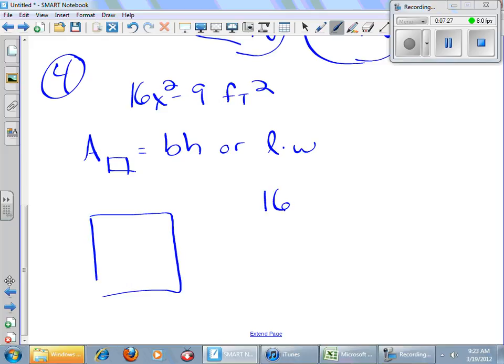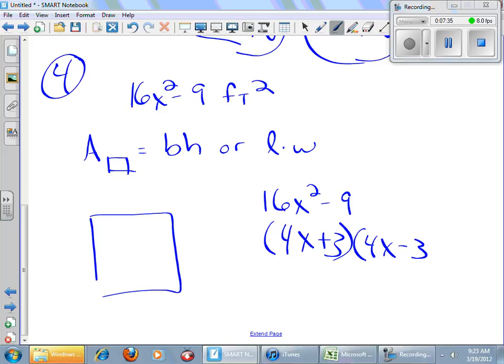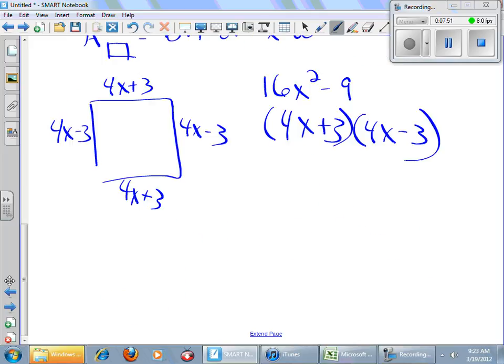I'm going to factor 16x squared minus 9 into 4x plus 3 and 4x minus 3. I'm going to label 4x plus 3, 4x minus 3, 4x plus 3, and 4x minus 3. The only reason I did all 4 is because that's a perimeter problem. I'm asked to find the perimeter.